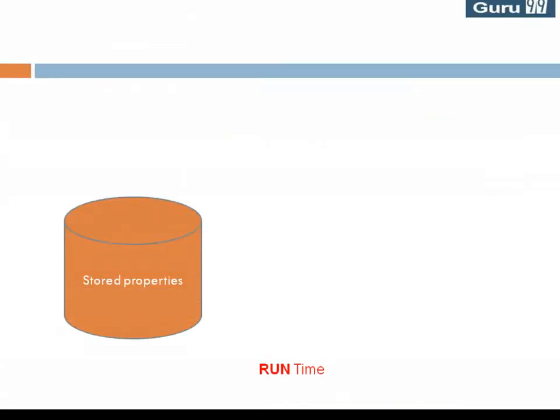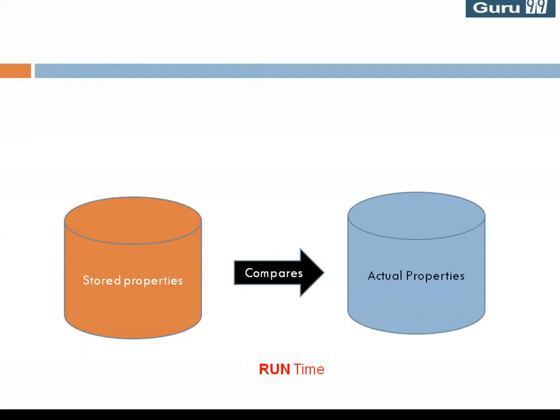During runtime, QTP compares the stored object properties with the actual properties of the objects available on screen and uniquely identifies an object, independent of its location on screen.